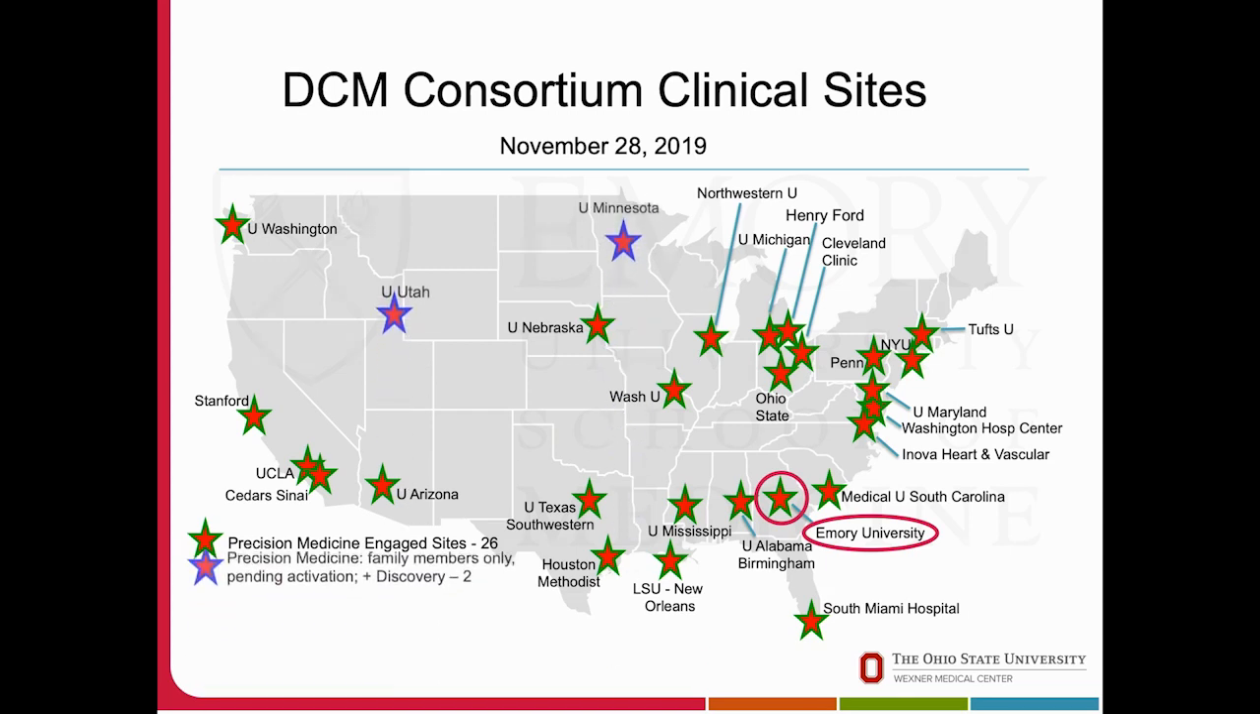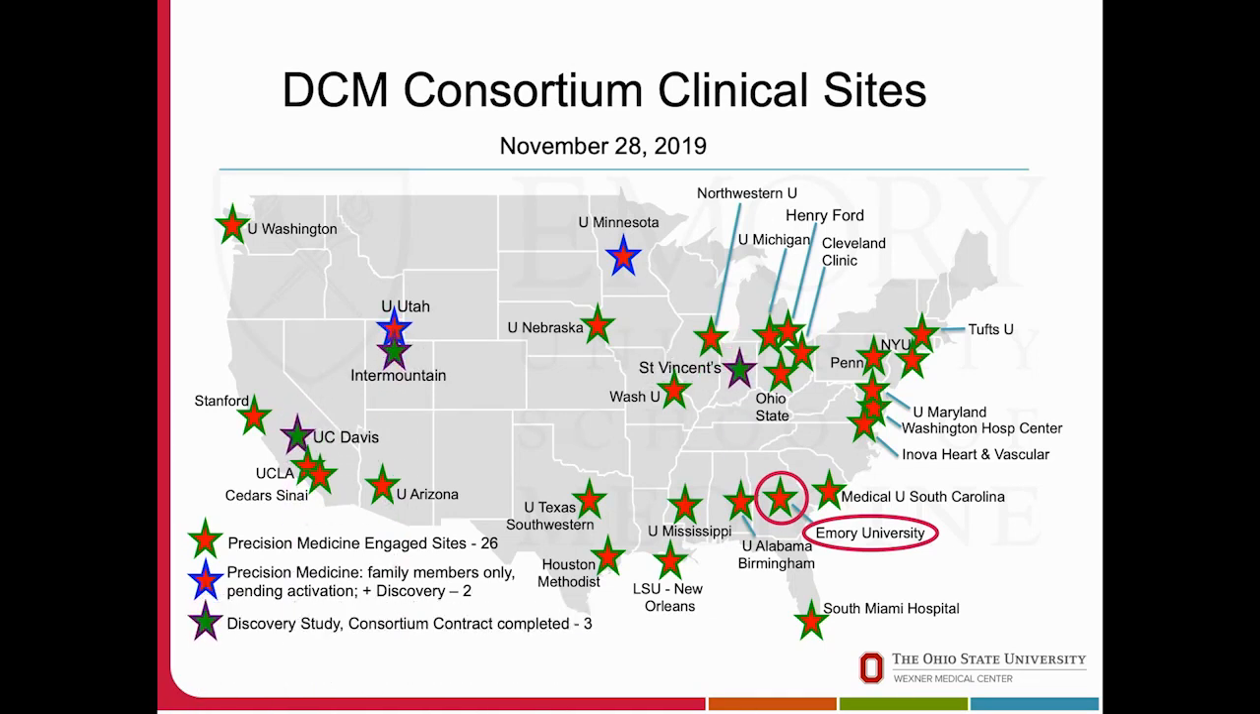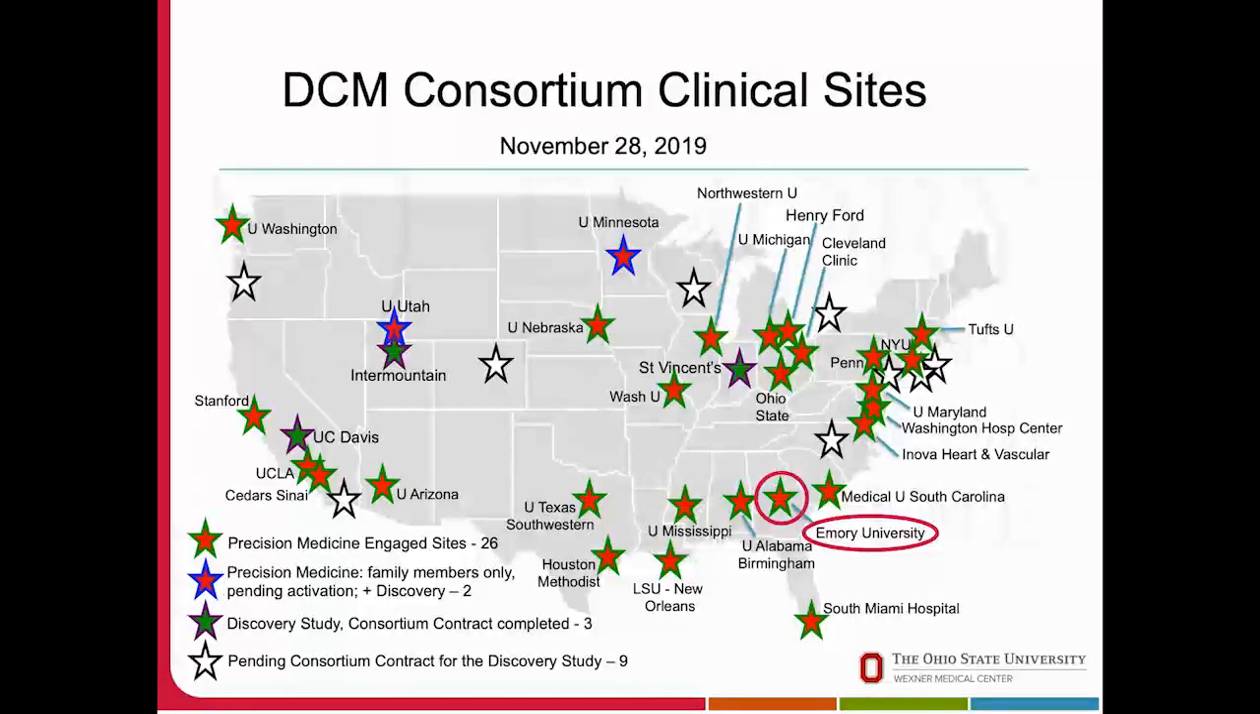Thank you for helping. We're adding a couple of sites for family members only because we recruit family members all around the country. And then we're adding some sites for what we call the discovery study. I'll mention that at the end. And there are a bunch of sites considering joining the consortium to expand out both the diversity and the recruiting effort if we can get the discovery study funded.